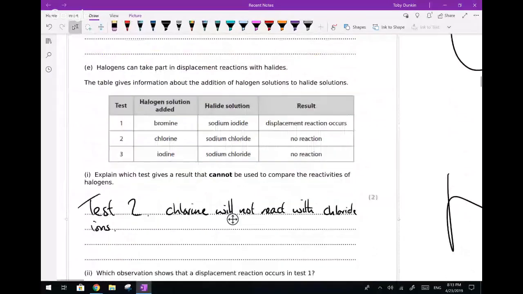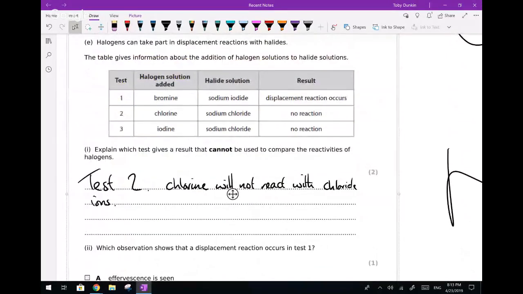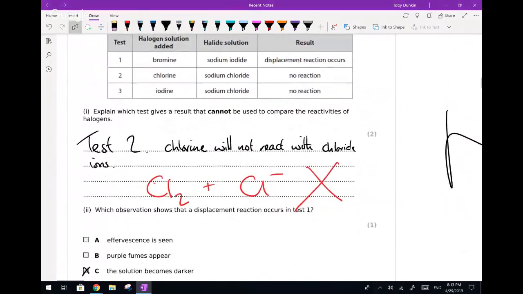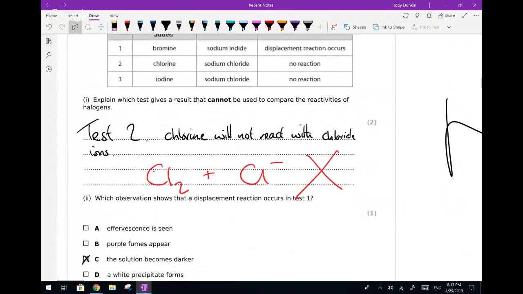Next, explain which test gives the results that cannot be used to compare reactivities. Test number 2, chlorine won't react with sodium chloride. That's really easy. Chlorine won't react with chlorides. They are the same thing. Yeah, chlorine will not react with chloride. That just will not happen. So it's a pointless test, so it won't help us in terms of reactivity.